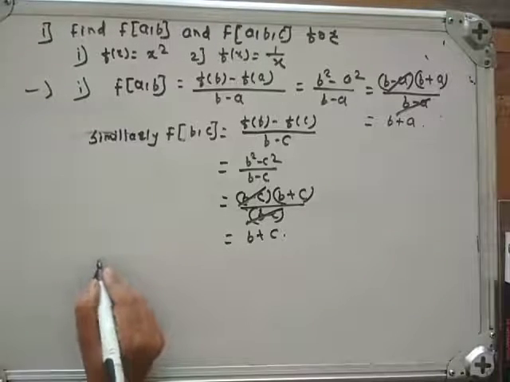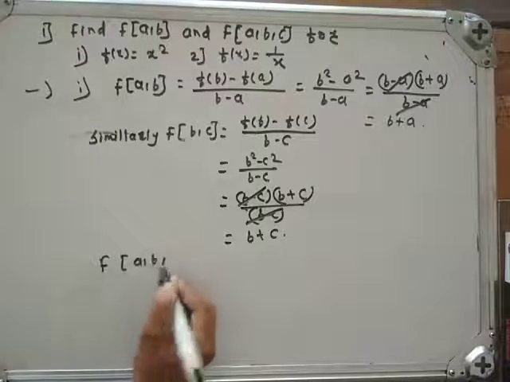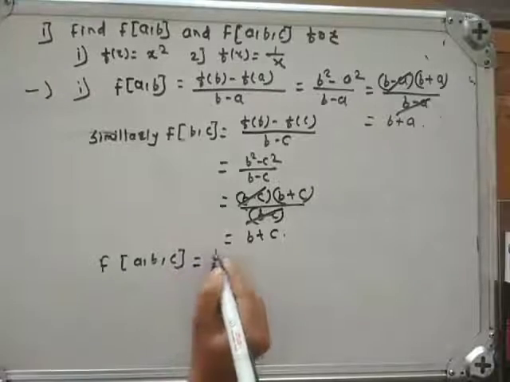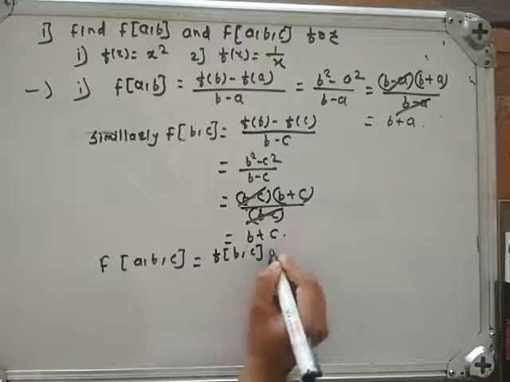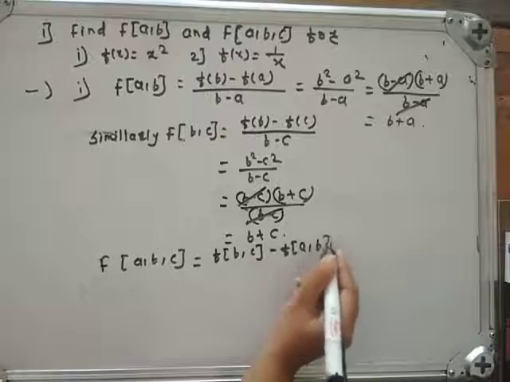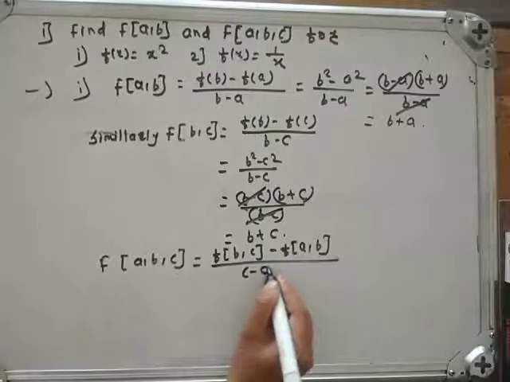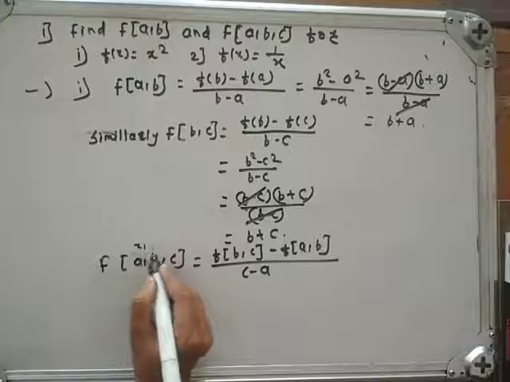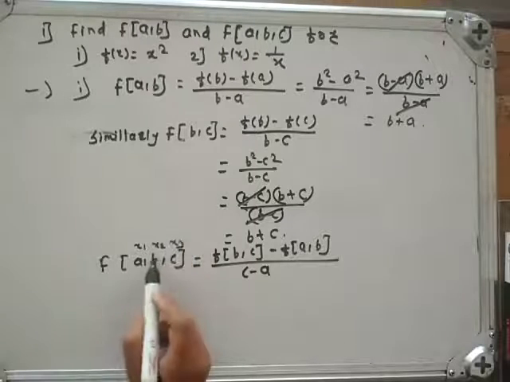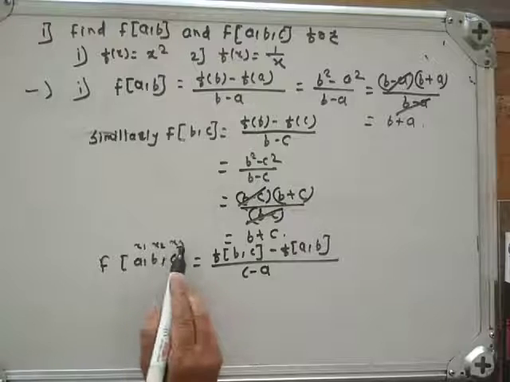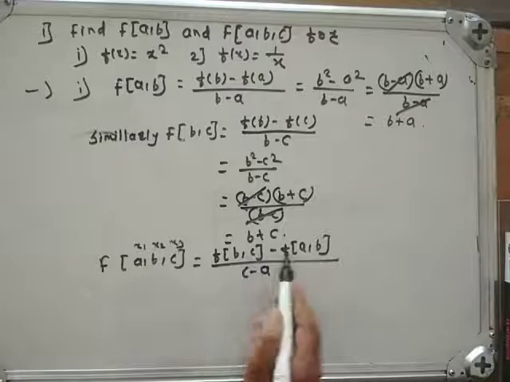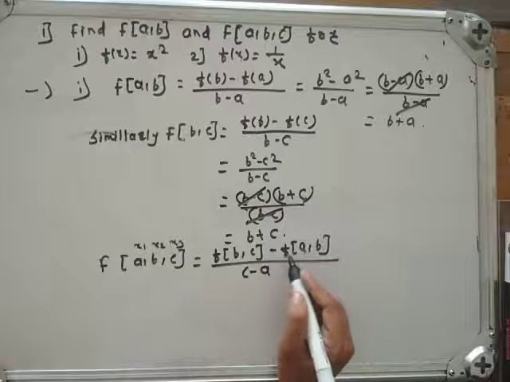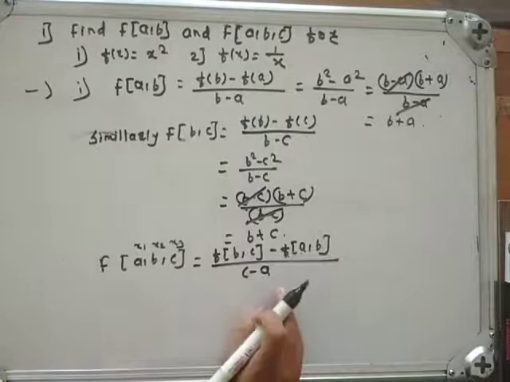Okay. Now we have to find f of A comma B comma C for this function, and its formula is f of B comma C minus f of A comma B upon C minus A. We have already discussed this formula. In the formula we wrote x1, x2, x3, so our formula is x2 comma x3 minus x1 comma x2. Here it is A, B. So we will get f of A comma B upon C minus A.